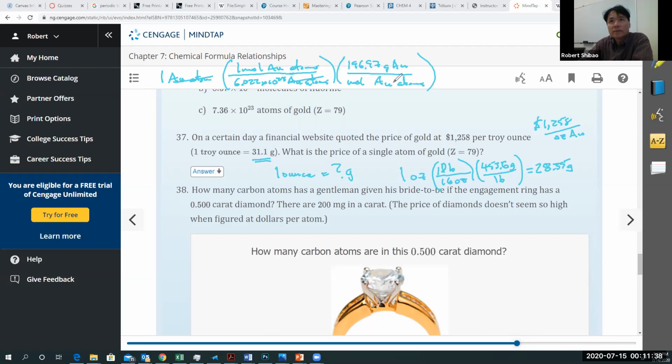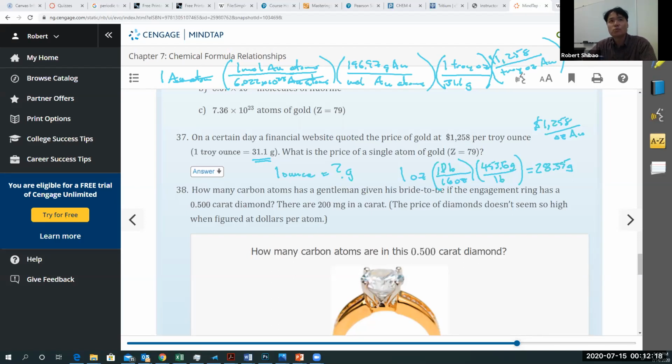Okay, so moles of gold atoms cancel moles of gold atoms. That gives me grams of gold. And then a troy ounce is a little heavier than a regular ounce. So 1 troy ounce is equivalent to 31.1 grams. It's 3 sig figs. And then finally, 1 troy ounce of gold is $1,258 per troy ounce of gold. And so troy ounces of gold cancel, and that just leaves us with dollars.